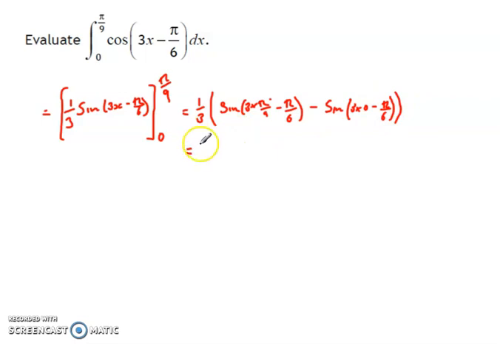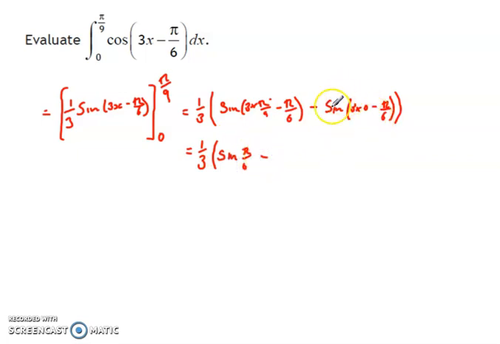So what I can then say is, fine, that's going to be 1/3 times, well, sine of 3 pi over 9, take away pi over 6. So 3 pi over 9, that's the equivalent of pi over 3. So I've then got pi over 3, take away pi over 6. So 2 pi over 6, take away pi over 6. So that will then give me sine of pi by 6.